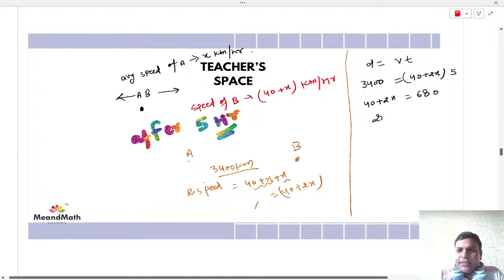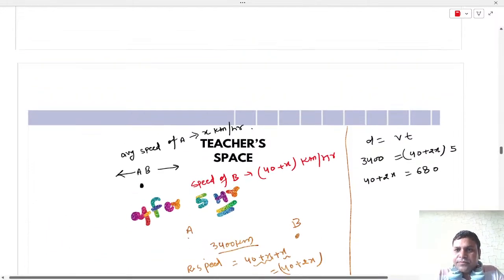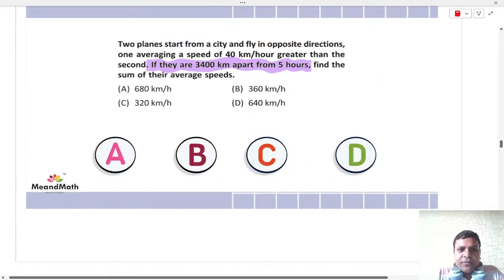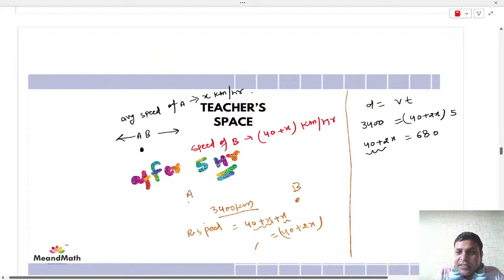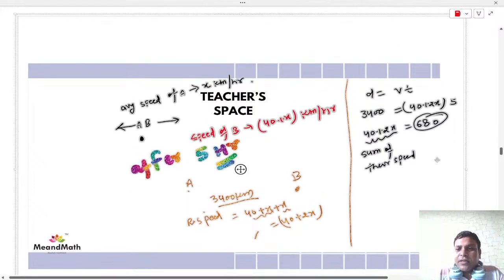Now what is the question here? Find the sum of their average speeds. This is the sum of their speeds. So the answer is 680 kilometers per hour.